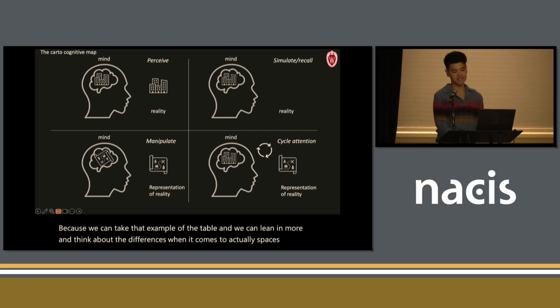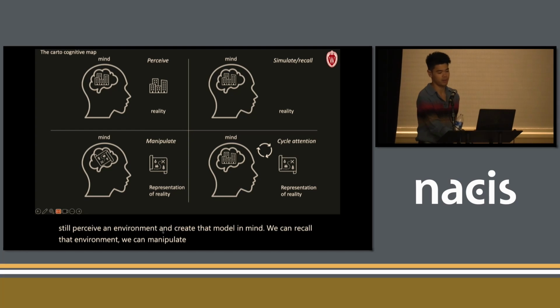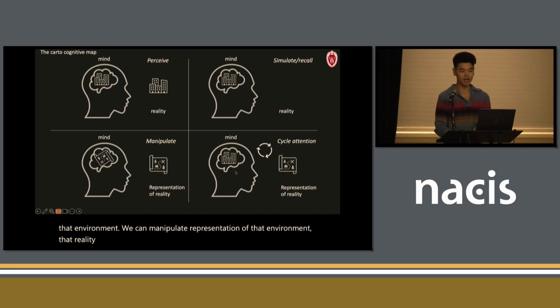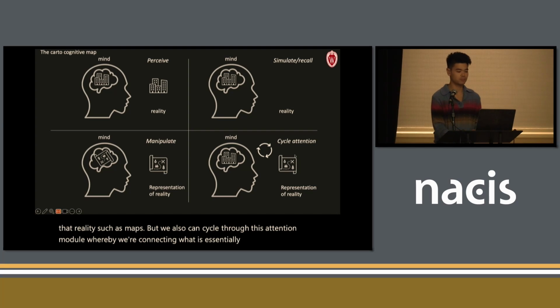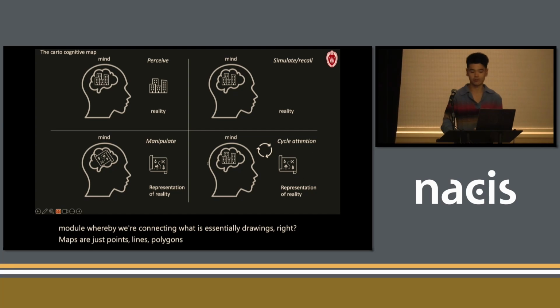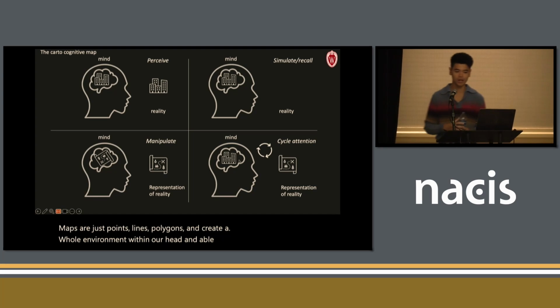We can still perceive an environment and create that model in mind. We can recall that environment. We can manipulate representation of that environment, that reality, such as maps. But we also can cycle through this attention module whereby we're connecting what is essentially drawings, right? Maps are just points, lines, polygons, and create a whole environment within our head and able to connect the two.